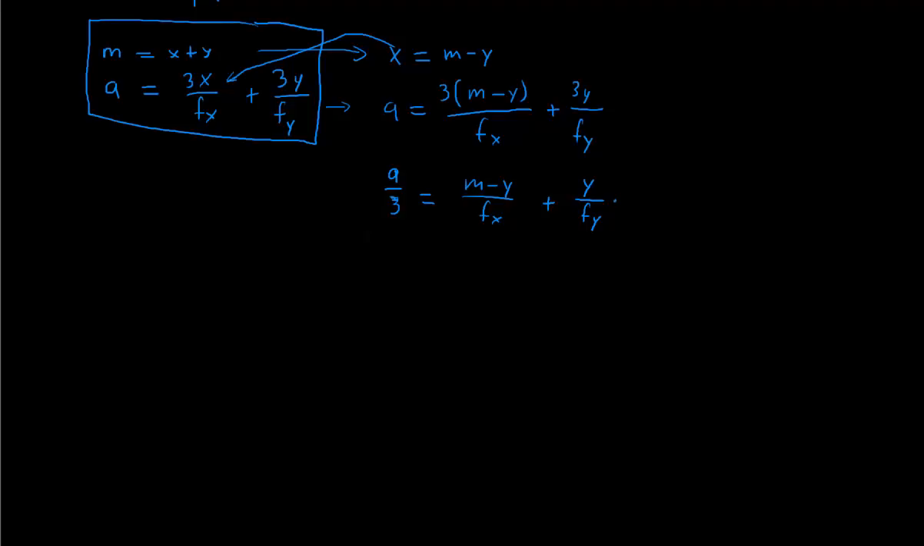So on this term I'm going to multiply the numerator and denominator by Fx. And then over here, for this first term, I need to multiply the numerator and the denominator by Fy. Fy divided by Fy is 1, right? And so that's going to give us our common denominator. I'm trying to solve this again for y. So I have A over 3 still, and then I have Fy times m minus Fy times y, and then over here I have plus Fx times y.